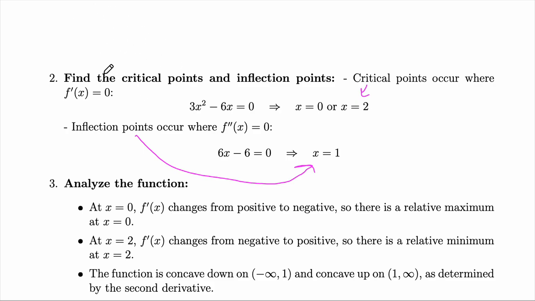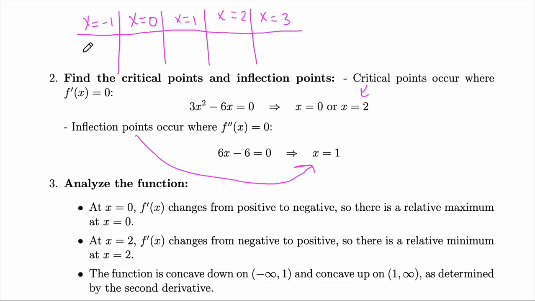So I'm going to pick a point to the left of 0 for my first test point here. And then I know x equals 0 is a critical point. I know x equals 1 is an inflection point. And then I know x equals 2 is another critical point. And then let's just pick 3 as my last one. And so I'm going to set up my sign chart like this.